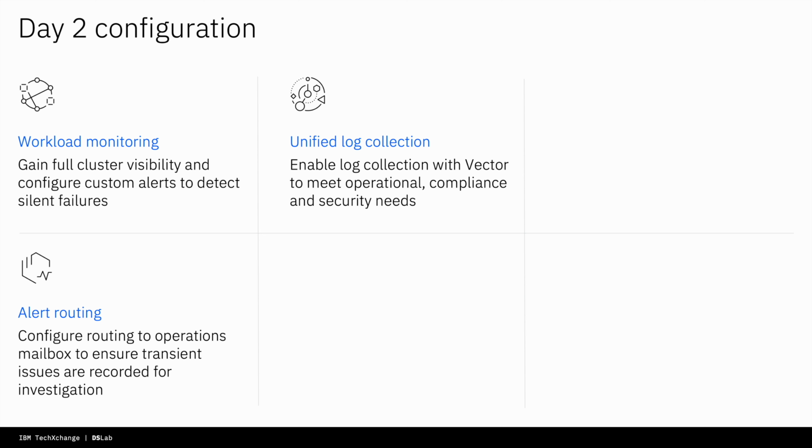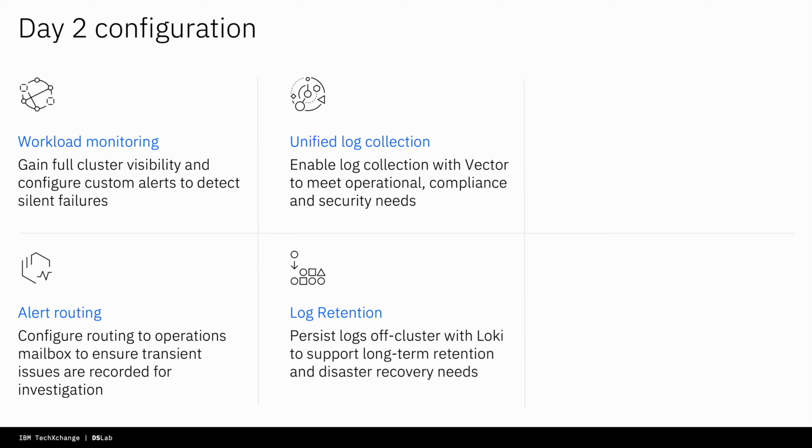The next key layer is centralized logging. We deployed and configured Vector to collect logs from every pod. Vector then forwards those logs to Loki. This operator persists the logs off-cluster in S3 buckets on our storage array. This ensures that in the event of a cluster failure, our complete log history remains secure and accessible for audits and investigations.